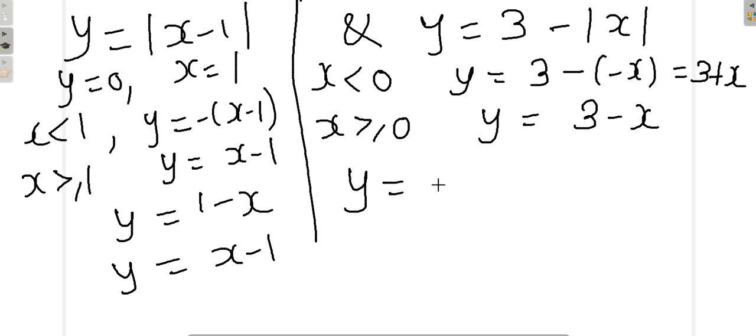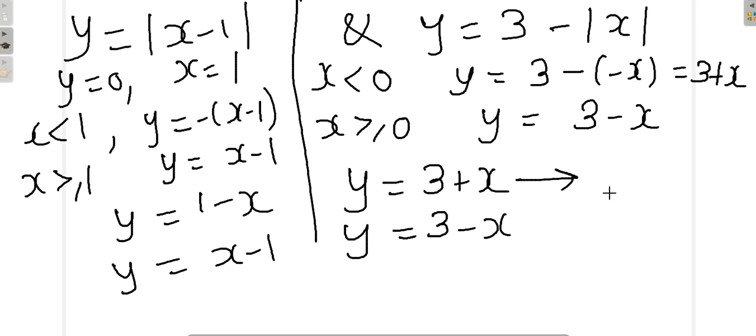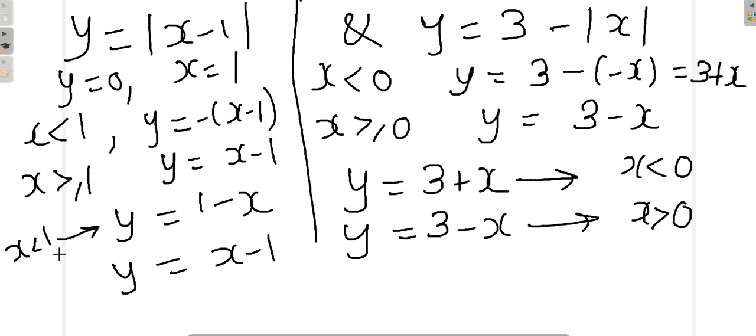You have to plot the line y equal to 3 plus x. And you also have to plot the line y equal to 3 minus x. This line will be valid only for x less than 0. This line will be valid for x greater than 0. This line will be valid for x less than 1. And this line will be valid for x greater than 1. So first of all, let us plot these lines and then we will erase the things.